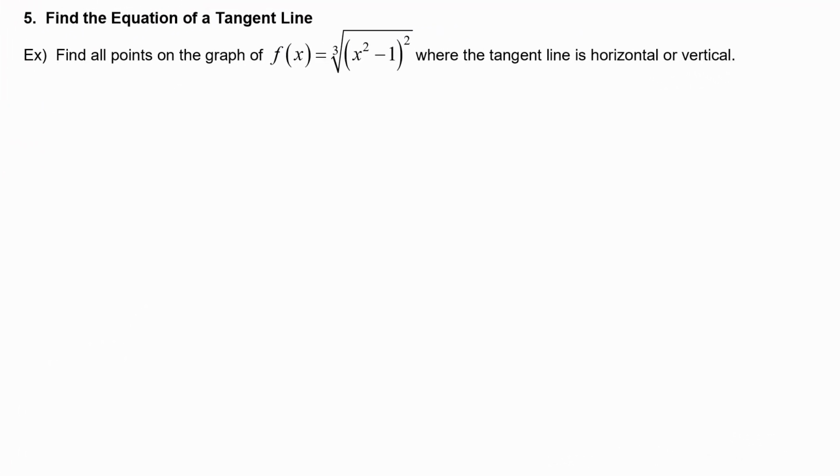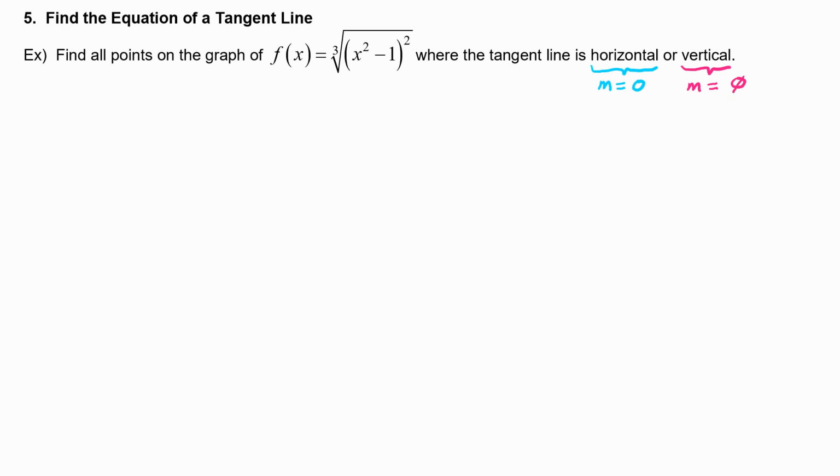Next up, we find the equation of a tangent line. In this example, find all points on the graph of f of x equals the cube root of the quantity x squared minus 1 squared, where the tangent line is horizontal or vertical. Now, a horizontal line, of course, means the slope is going to be 0, whereas a vertical line means the slope is going to be undefined.